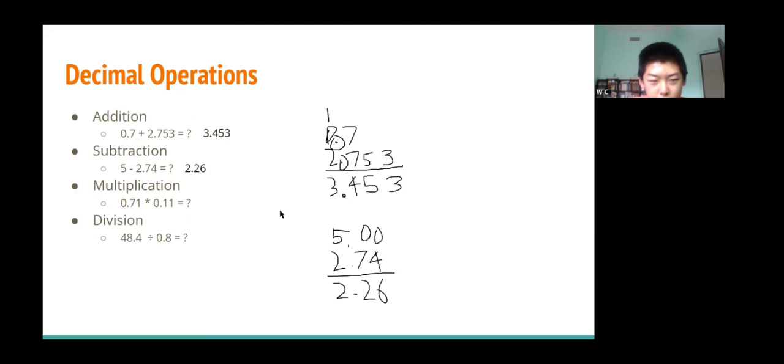Doing multiplication, you just multiply. You just have to remember how many places you have to move the decimal. So 0.71 times 0.11 equals 0.0781. And division is the same concept. So 48.4 divided by 0.8 should actually equal 605.